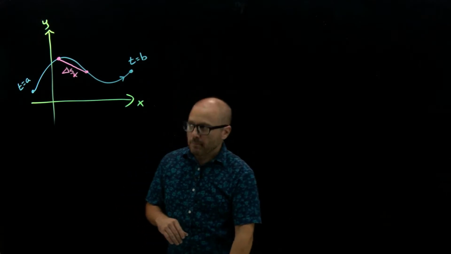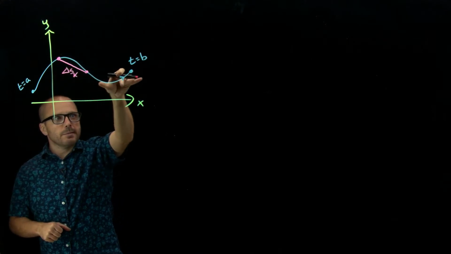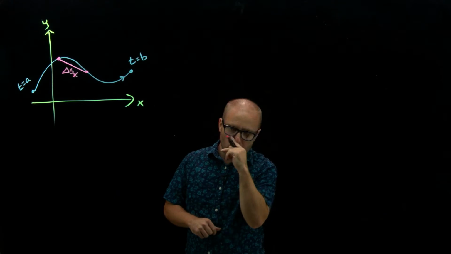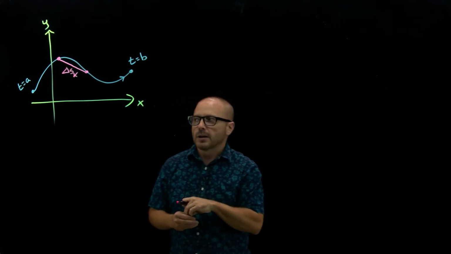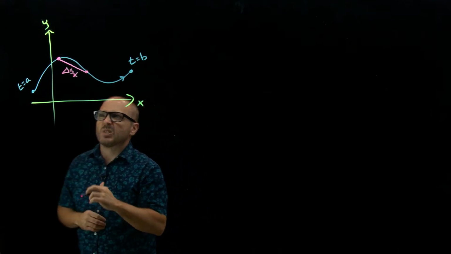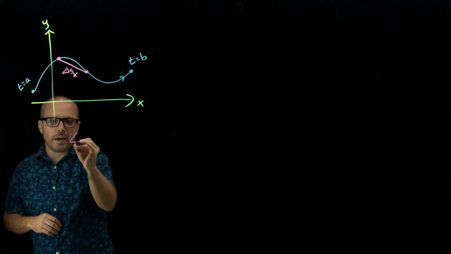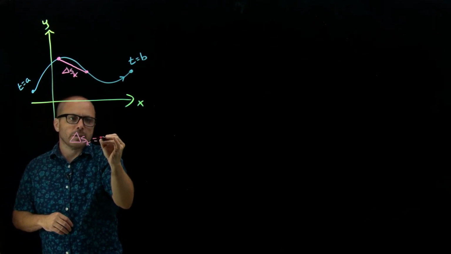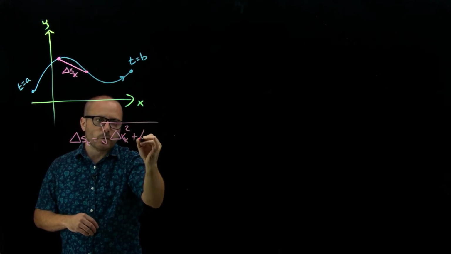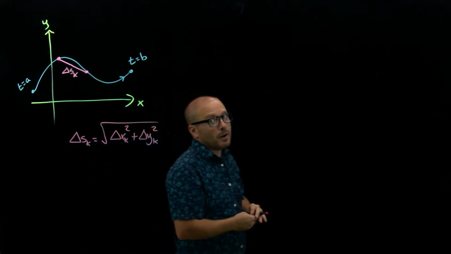So remember from previously, the idea was we approximate that curve with a bunch of line segments. And then as those line segments get shorter and shorter, they do a better and better job of approximating the curve, and eventually becomes the length as the norm of the partition goes to 0. And we found that delta s sub k by Pythagoras was the square root of delta x sub k squared plus delta y sub k squared. So right now, there's really nothing new about what I've written there.